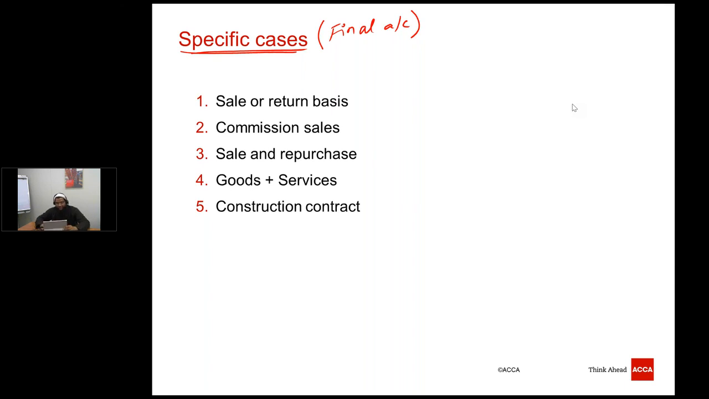Okay, everyone, let's resume now. So in the specific cases, we are actually going to discuss 4 cases. The 5th case, the construction contract, is a quite more detailed area. So we will not be able to cover that. So we'll be discussing the first 4 specific cases. The first case is a sale or return basis. Now, what is a sale or return basis?